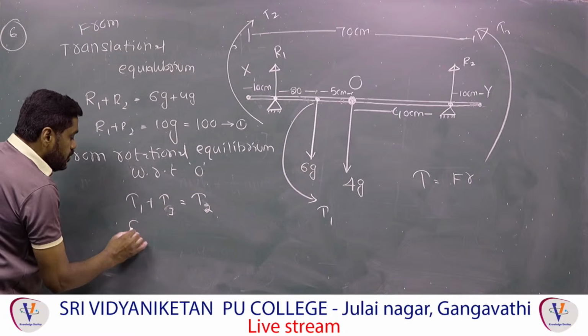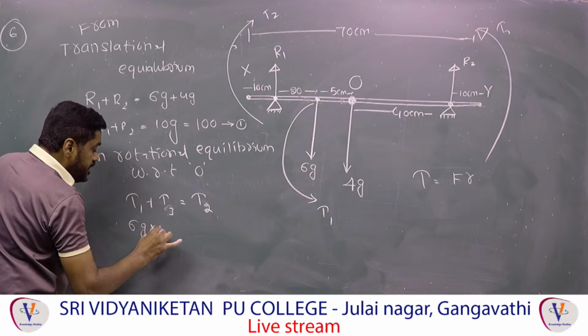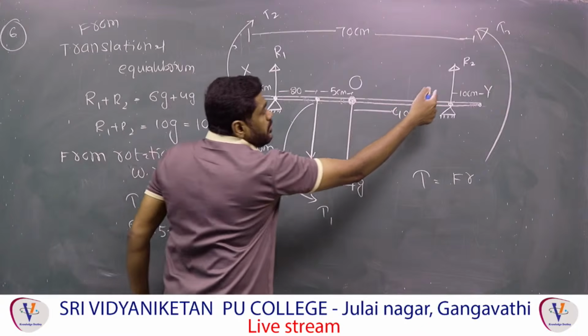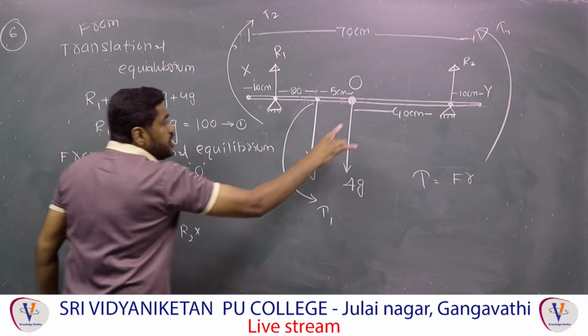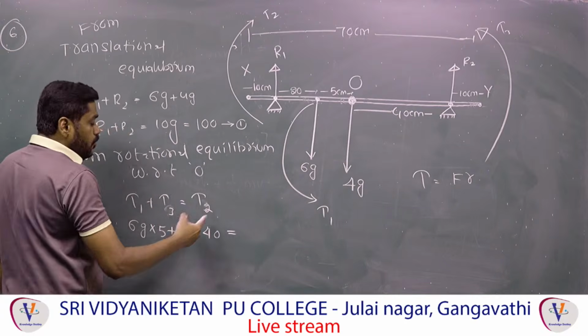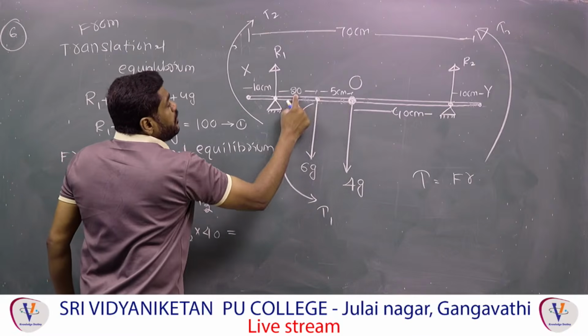Tau 1 is equal to 6G into its distance, which is 5 centimeter. Plus tau 3. What is tau 3? The force I am taking is R2, into its distance, from here to here, that is equal to 40 centimeter, is equal to tau 2. Tau 2 is equal to how much now? From here to here, so 20 plus 5.